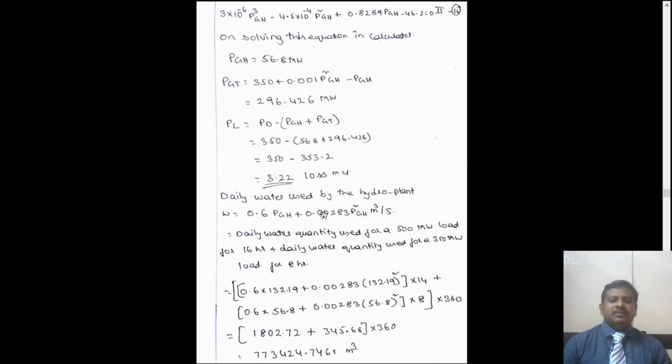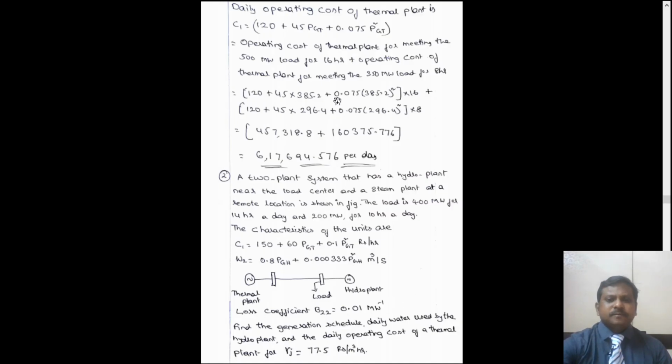So daily water quantity used for 500, right? The load is for 16 hours. Daily water quantity used for 350 megawatt, load for 8 hours, gives this equation. So this is the water. And here, this one is 3600 actually, it is not 360. Okay, next. This is also the same.